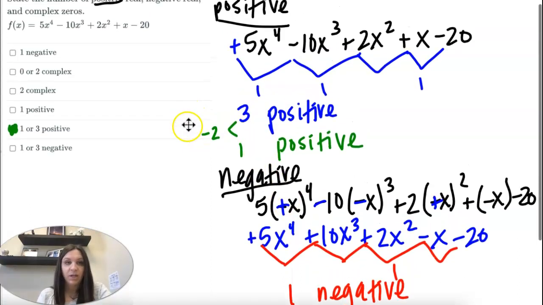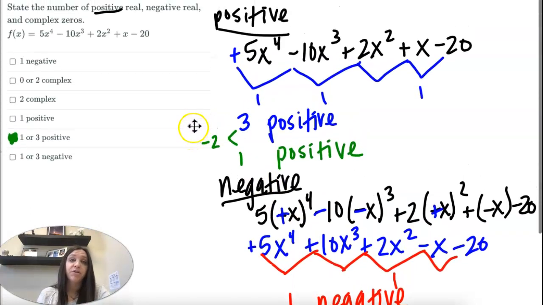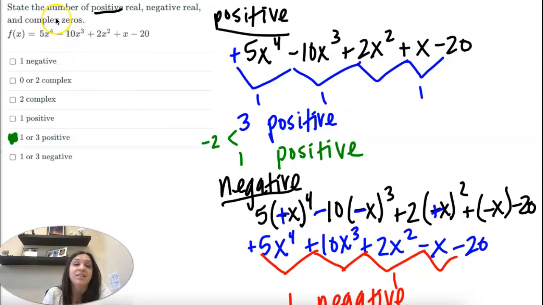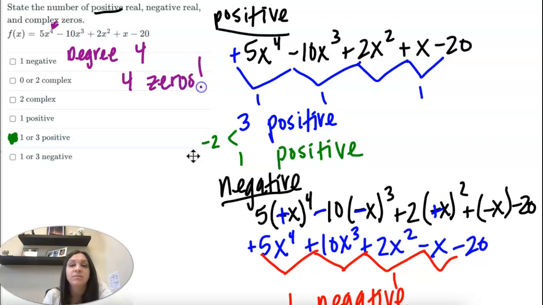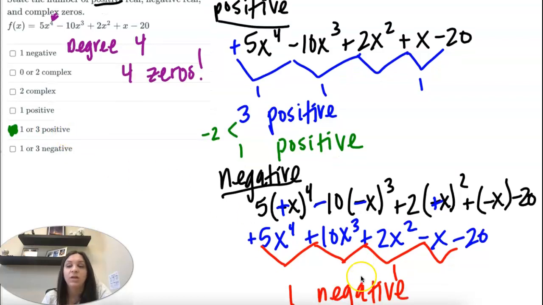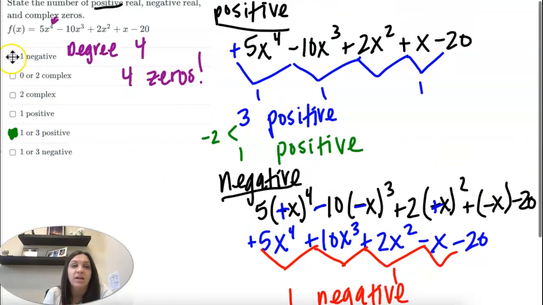Okay, so now we need to talk about the imaginary, but first we have to look at what's the degree of this polynomial. We're going to use what we call the fundamental theorem of algebra. This is degree 4. So that means that there's going to be 4 zeros. Okay, so we know that there's 1 or 3 positive. We know that there's just 1 negative.